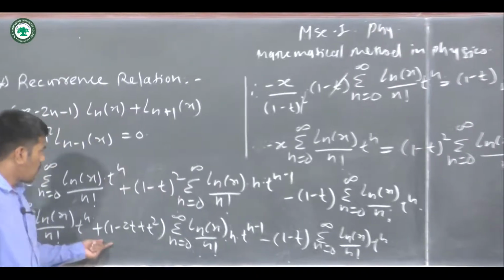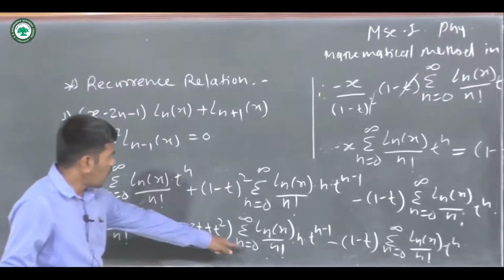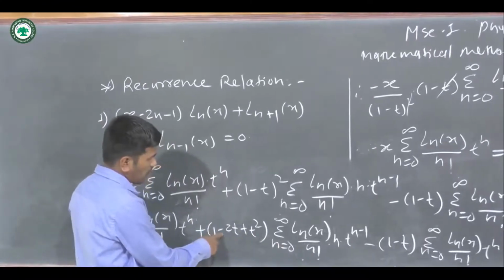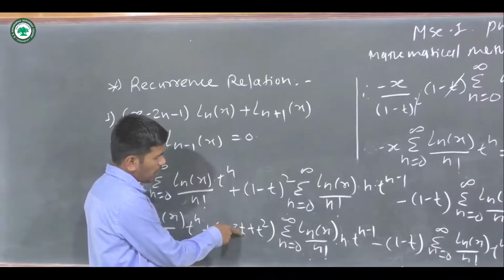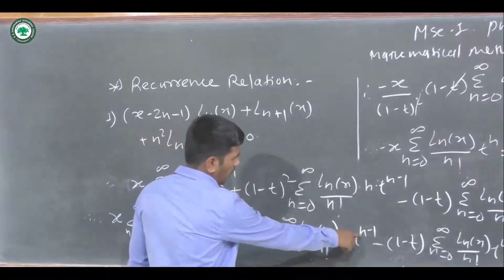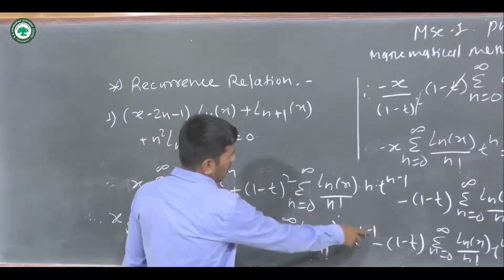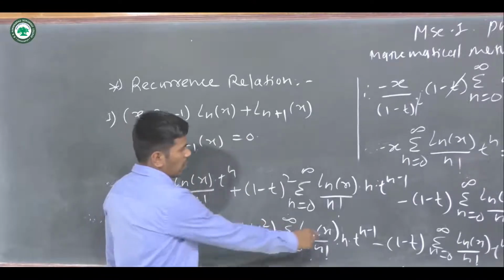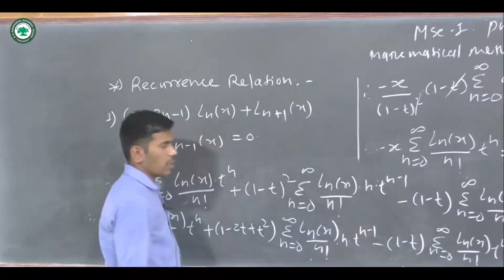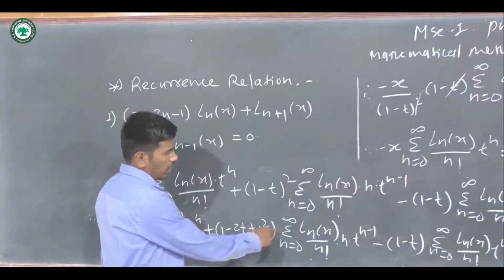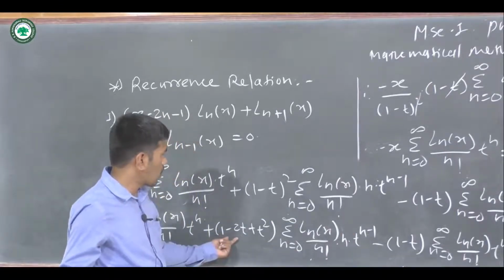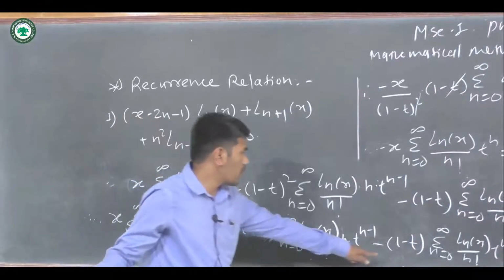Now multiply these terms with the brackets. So 1 minus 2t: here is t power 1 and here is t power n minus 1, so the plus 1 and minus 1 cancel out, and here is t power 2, so n minus 2 plus 2, which gives t power n plus 1. So here we get a total of 3 terms, and here are 2 terms.